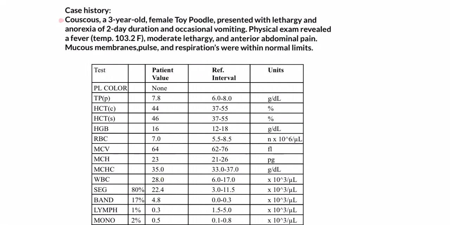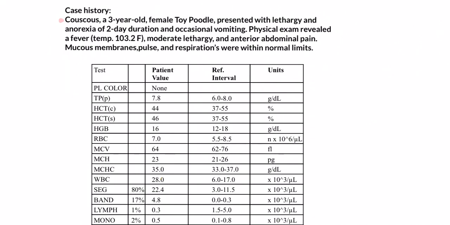Couscous is a 3-year-old female toy poodle, and she presented with lethargy and anorexia of 2 days duration and occasional vomiting. Physical exam revealed a fever of 103.2 degrees Fahrenheit. She had moderate lethargy and anterior abdominal pain. Her mucous membranes, pulse, and respirations were within normal limits.